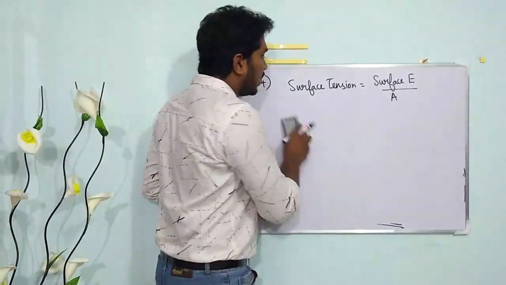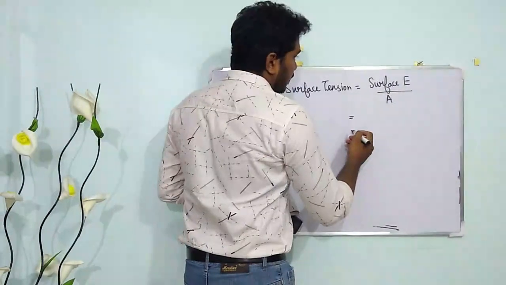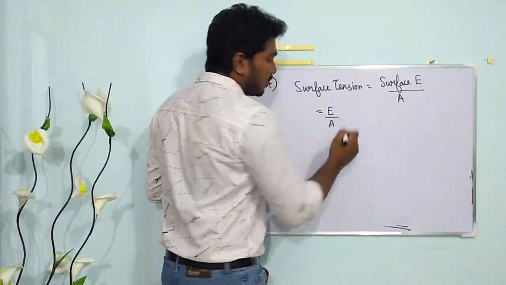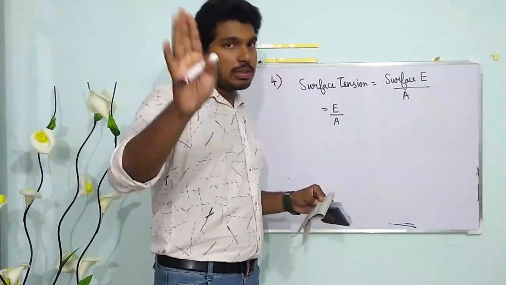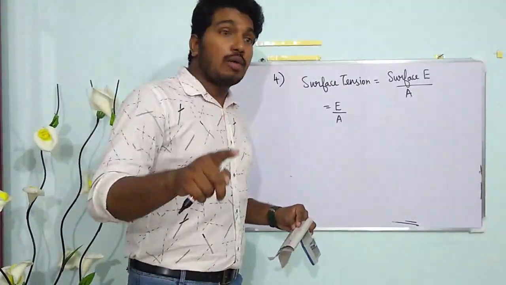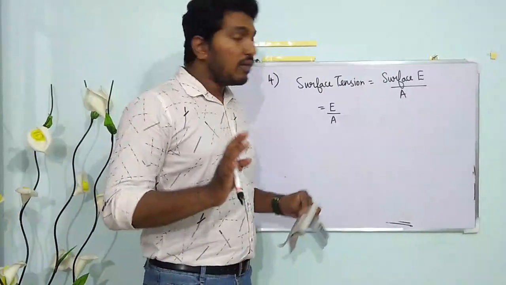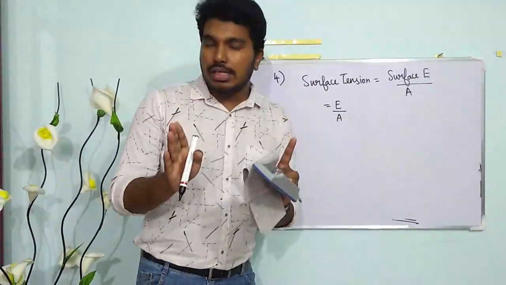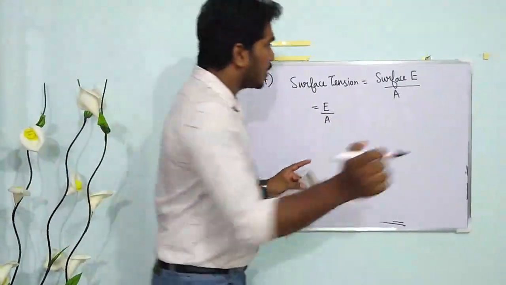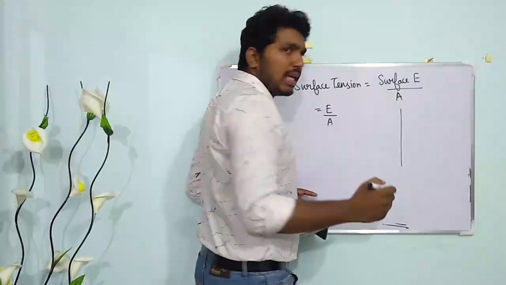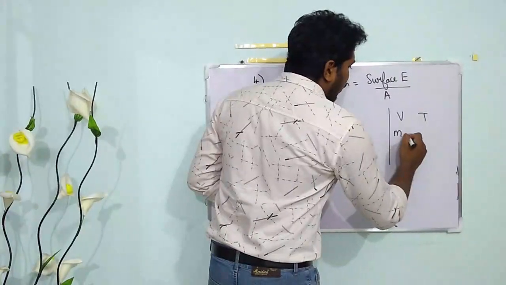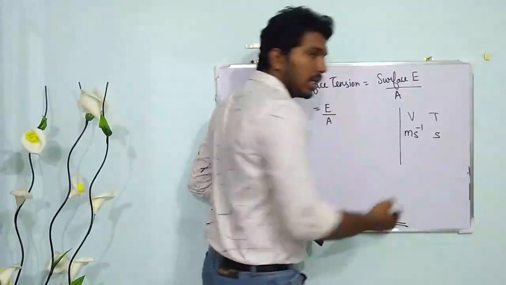Okay. So this is equal to energy divided by A. Now energy is already given to you in the question itself. A term is not there. So we have to write A in terms of velocity and time. How do you do that? So let's see here. We know that velocity and time, right? Velocity dimensional formula we know. Just write the unit first. Meter per second. Time, second.